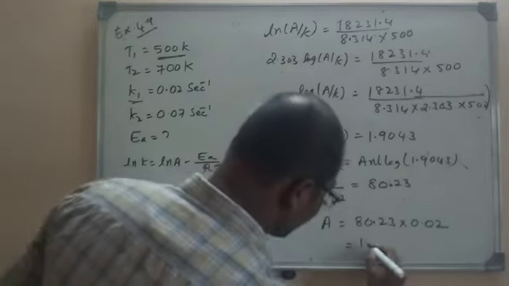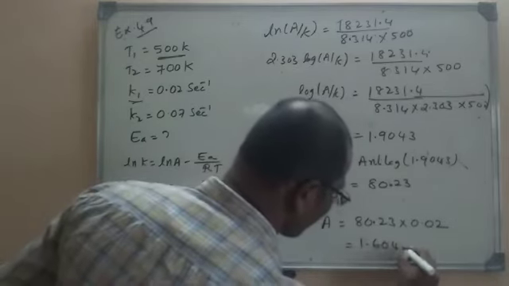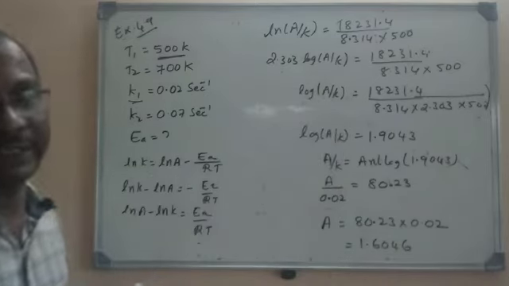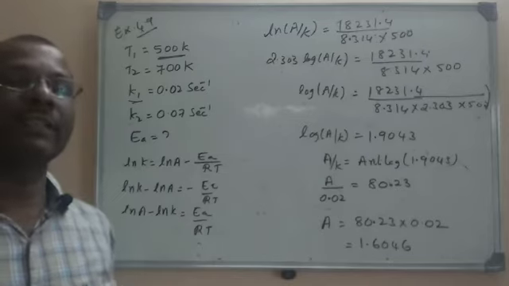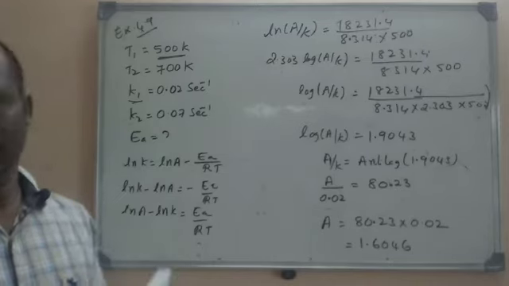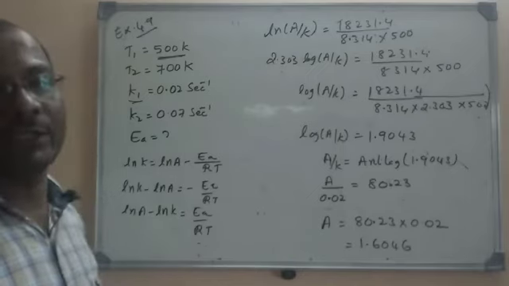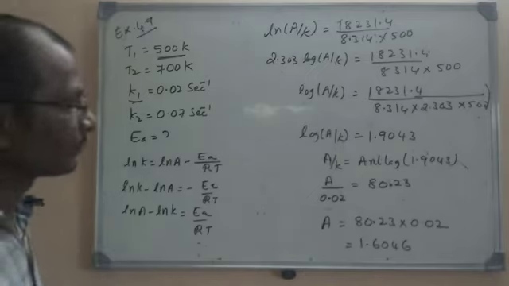The final answer, just by using the calculator, we can do 1.6046. So this is the Arrhenius factor. In this way you can calculate the value of A. So the Arrhenius equation can be used even to find the activation energy or the Arrhenius factor.